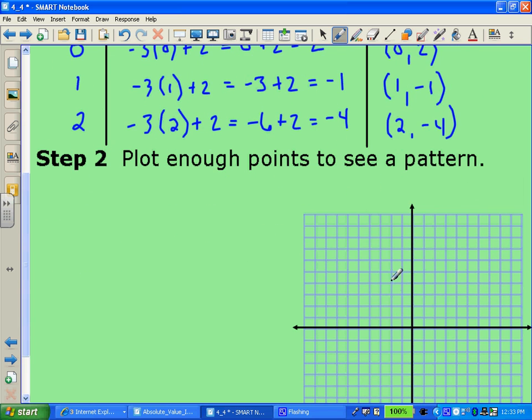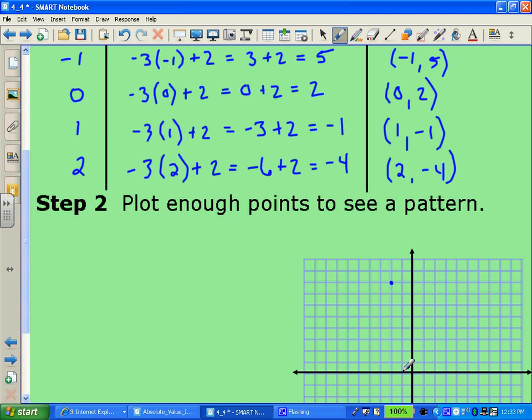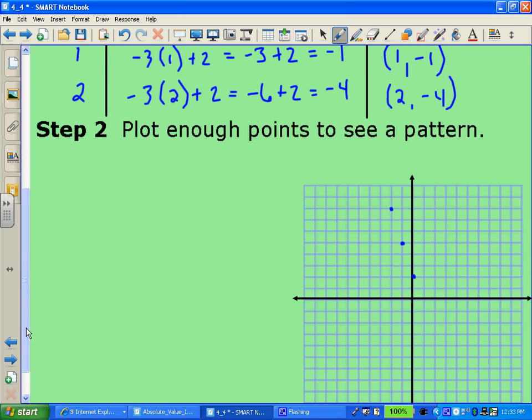So I start out with negative 2, 8. Then I have negative 1, 5, 0, 2, 1, negative 1, and 2, negative 4. Now since this is not a limited domain, I need to connect my dots.